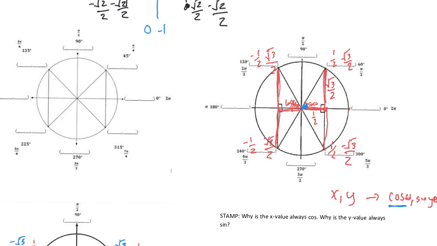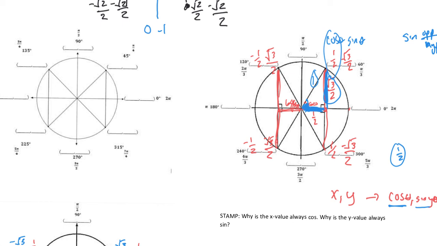Cosine is the adjacent side divided by the hypotenuse. Well, the adjacent side, what's next to that 60, is 1/2. So 1/2 divided by 1 is just 1/2. So that is the x. So this is the same thing as cosine. And then the y, the opposite, because sine is opposite over hypotenuse. If I look at this reference angle, the opposite side is square root of 3 over 2. Divided by 1 is just square root of 3 over 2. So the y is always going to be the sine of the angle.